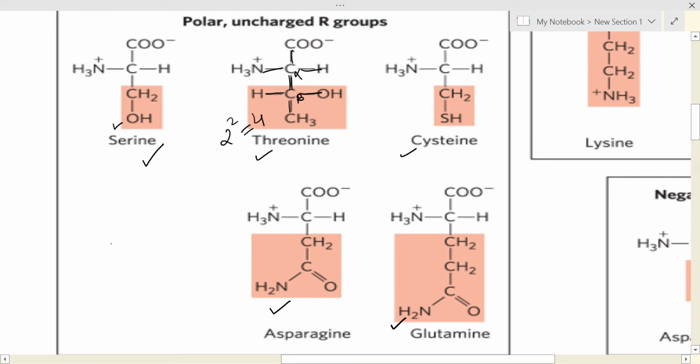So isoleucine and threonine are chiral and have 2 chiral carbons.